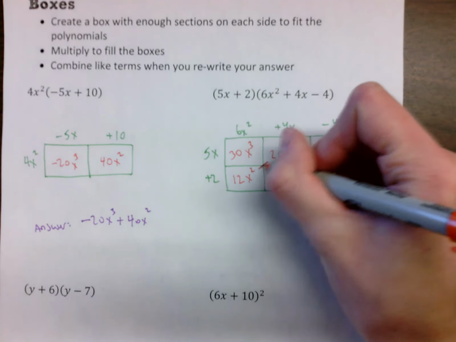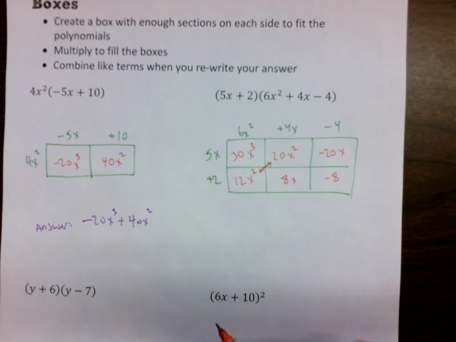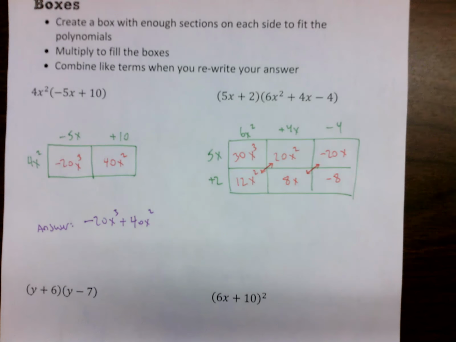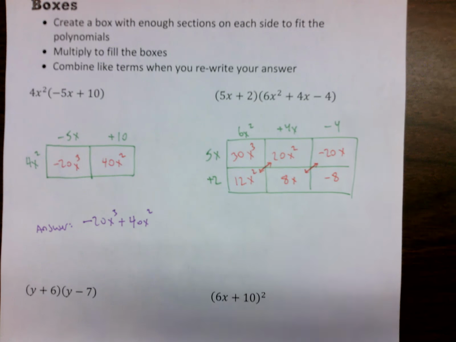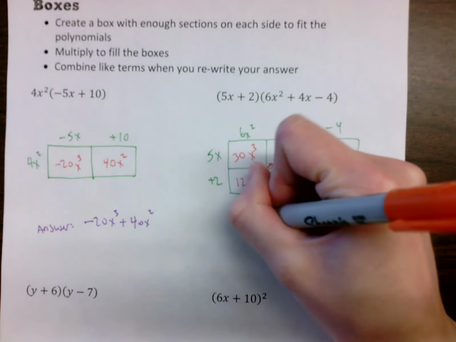Not always, but a lot of times. So like these two, right? These two are like terms because they're both x squareds. Okay, and then these two, they're like terms because they're both x's. And that's it. There's no other like terms. So when I write my answer, we want to go in order from biggest exponent to smallest. So I'm going to start with a 30x cubed.